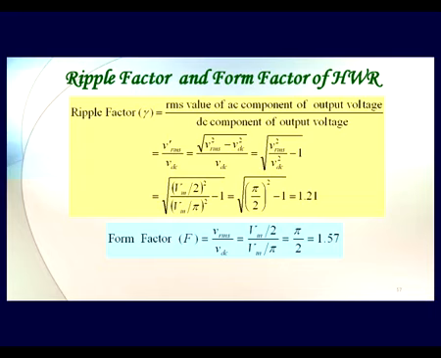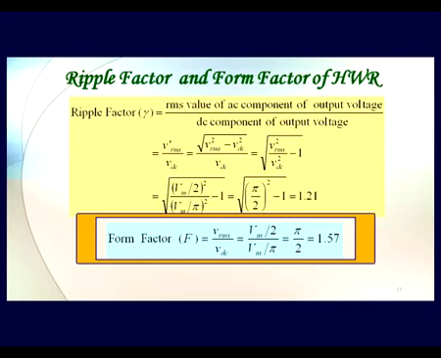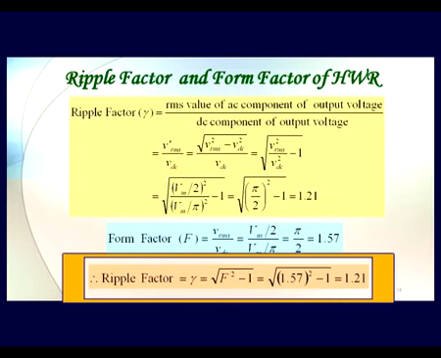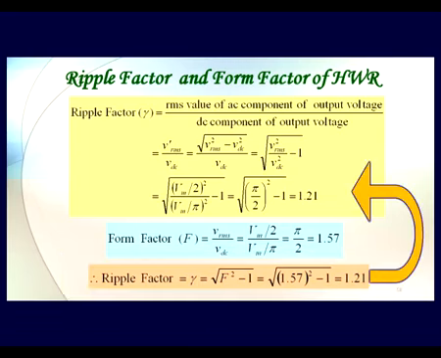There is another factor that also characterizes the rectifier, and it is called the form factor. Form factor is simply VRMS upon VDC. VRMS upon VDC is Vm by 2 upon Vm by pi, that is pi by 2, equal to 1.57. And if you substitute this in the ripple factor, then gamma turns out to be the square root of form factor square minus 1. If you put these values, you get the same ripple factor that I got from the calculation of the RMS value of the AC component. So if you don't want to calculate the RMS value of the AC component, you can always express the ripple factor in terms of the form factor to arrive at the same value.